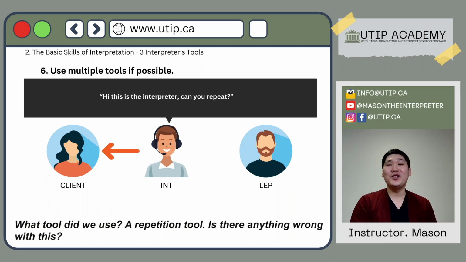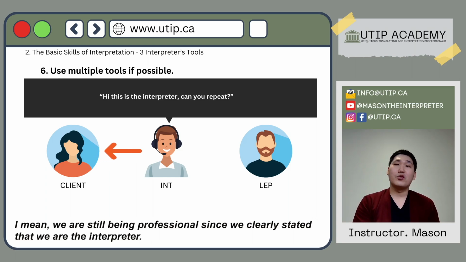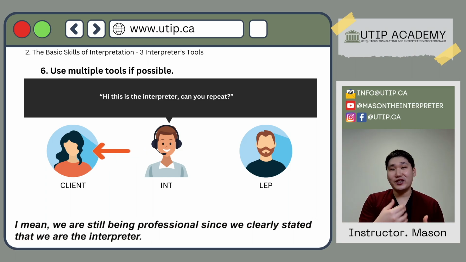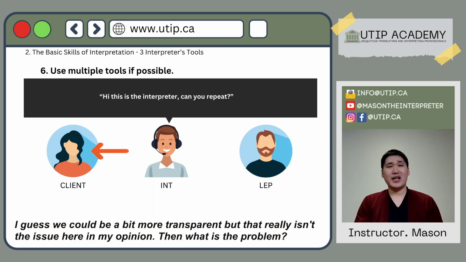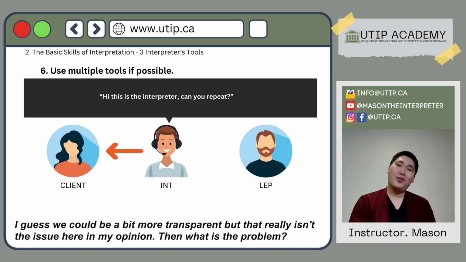What tool did we use? A repetition tool. Is there anything wrong with this? I mean, we're still being professional since we clearly stated that we're the interpreter. We're not throwing in jargon like clients or LEP, so that's also fine. I guess we could be a bit more transparent, but that really isn't the issue here in my opinion. Then what is the problem?